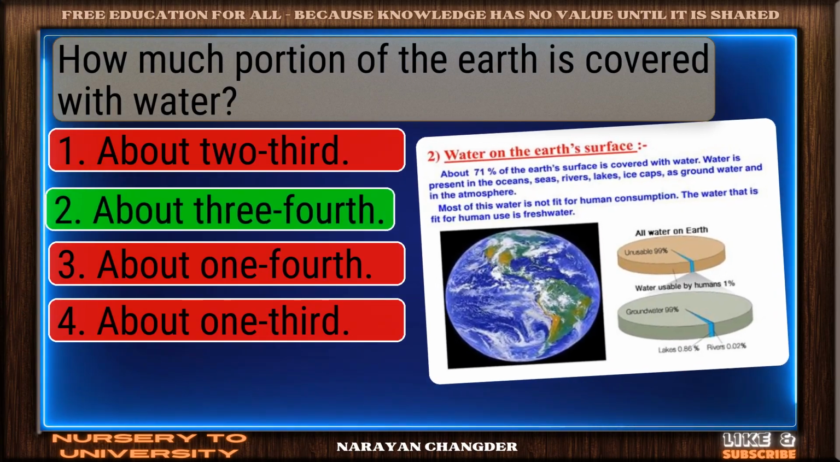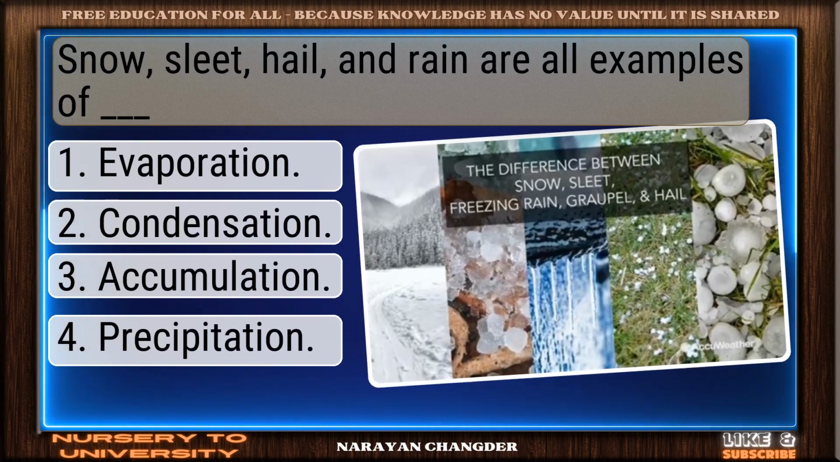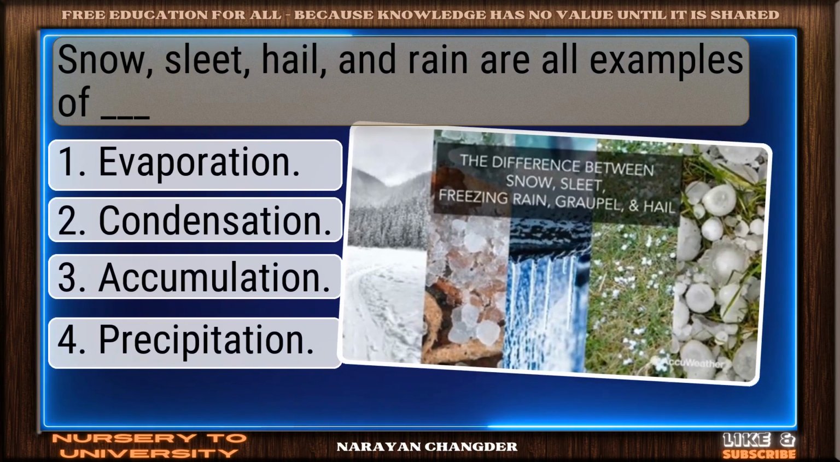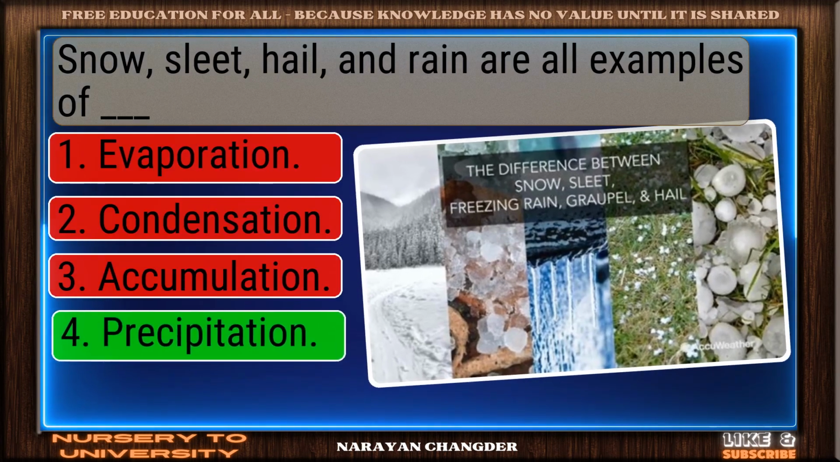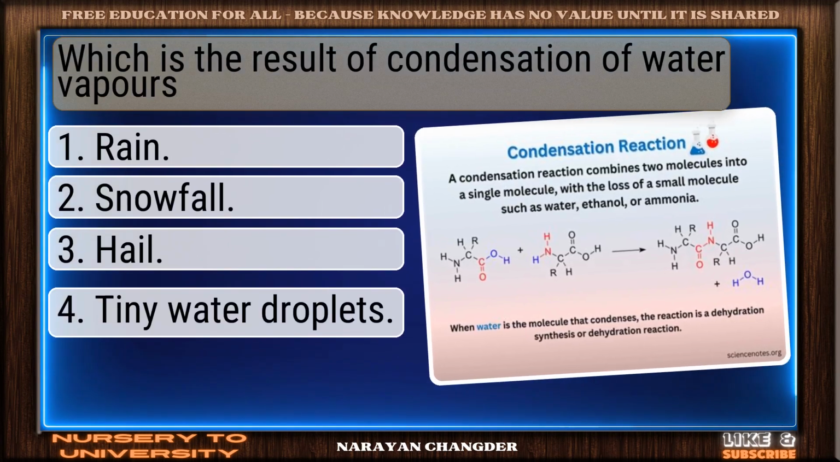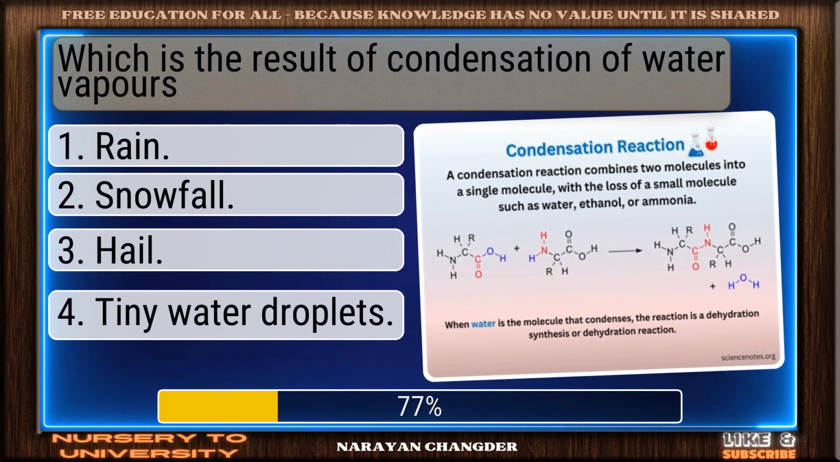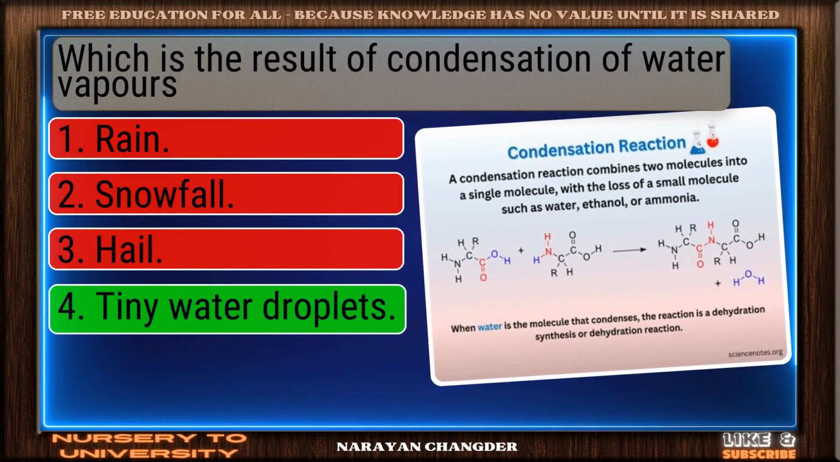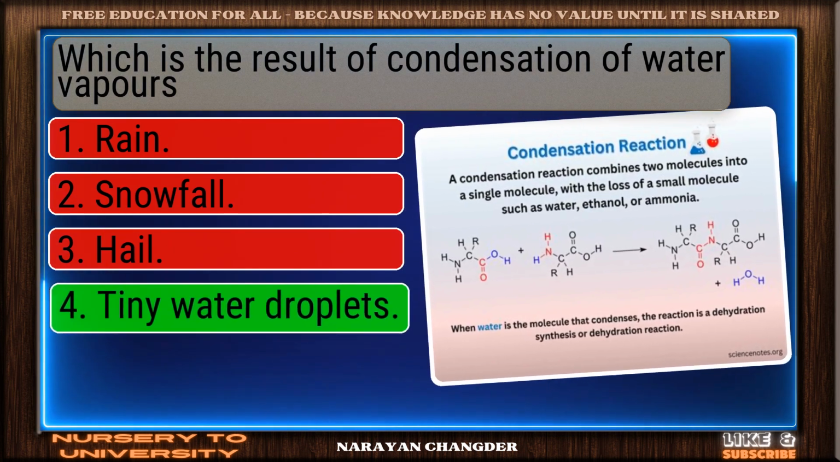Well done. About 3/4 is the right choice. Snow, sleet, hail, and rain are all examples of dash. Bravo. Precipitation is the answer. Which is the result of condensation of water vapors? Excellent. Tiny water droplets is a brilliant choice.